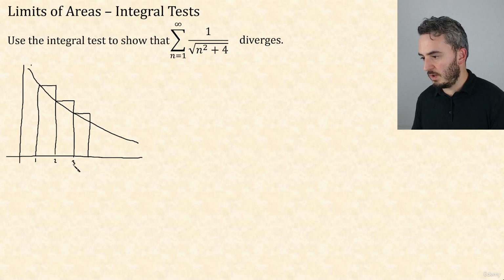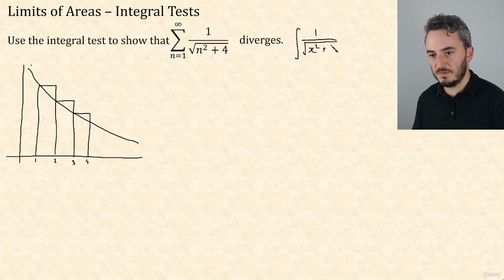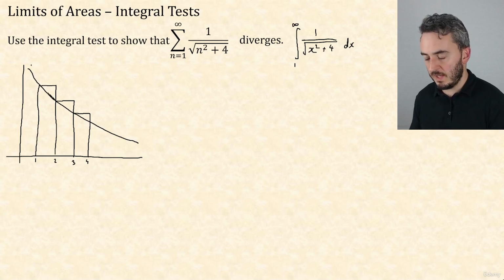And so what we're going to try to argue is that this here is always greater than the integral of 1 over the square root of x squared plus 4 between 1 and infinity. And if we can show that this is greater than that, then, or rather, we can see that it's greater than that. If we can show that this is divergent, it will prove that this is divergent as well.